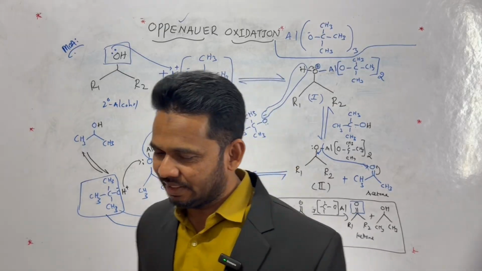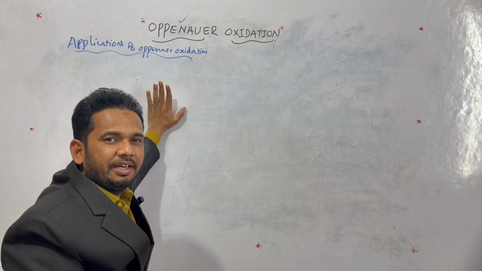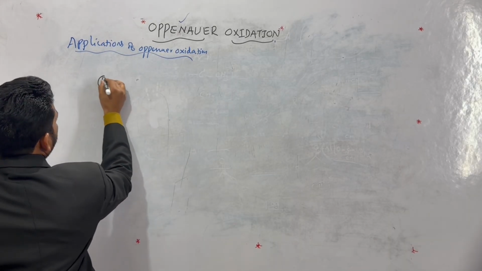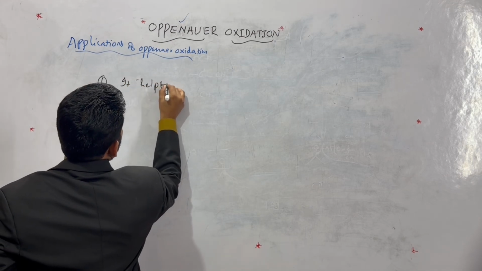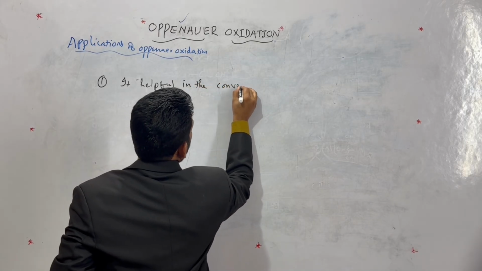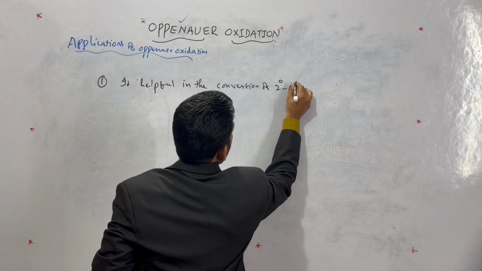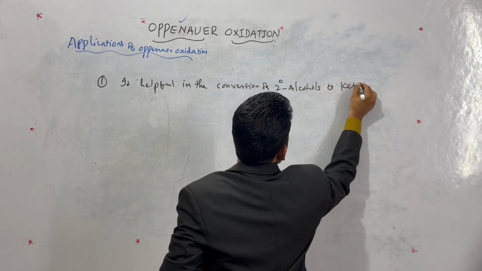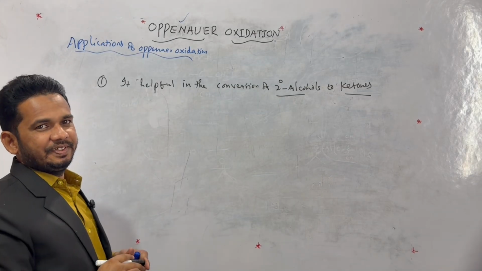Then we will discuss the applications of this. What is our main reaction? Conversion of the secondary alcohols to ketone. Means first application is what? It is helpful in the conversion of secondary alcohols to ketones. Yes, we already discussed that.